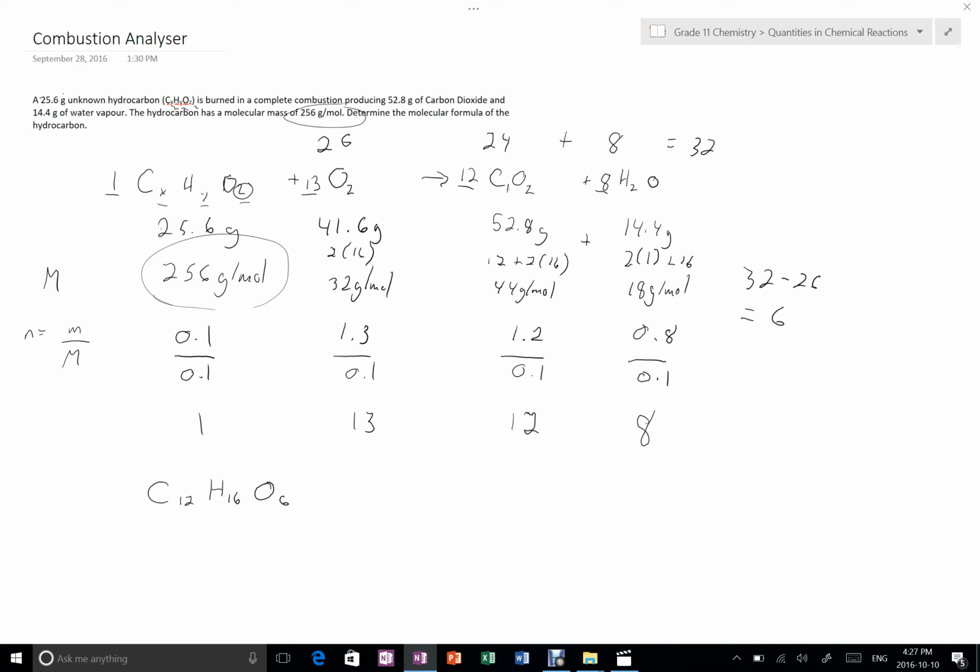So I know that that's the right molecule for this right away without trying to figure out if I need to reduce or multiply it by anything, because I used the molecular mass right here when generating this.